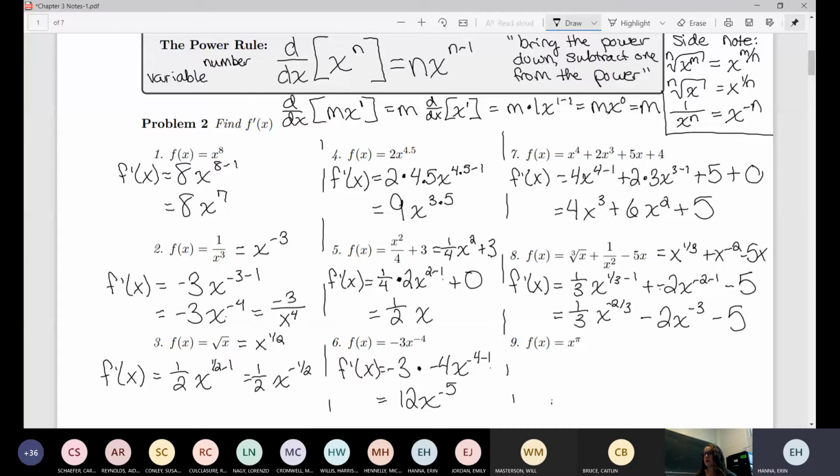And then number 9, we have x to the pi. Pi is just a number, so this holds. So bring the power down, subtract 1 from the power. And you kind of got to leave it as pi minus 1.